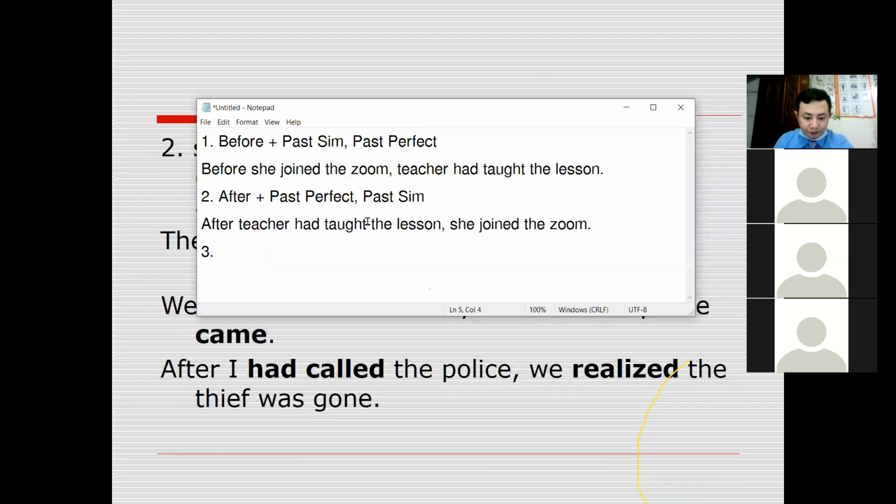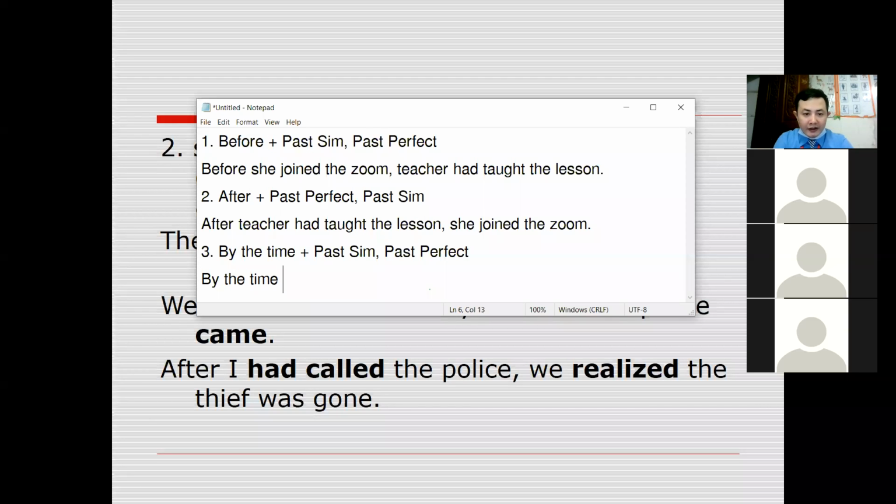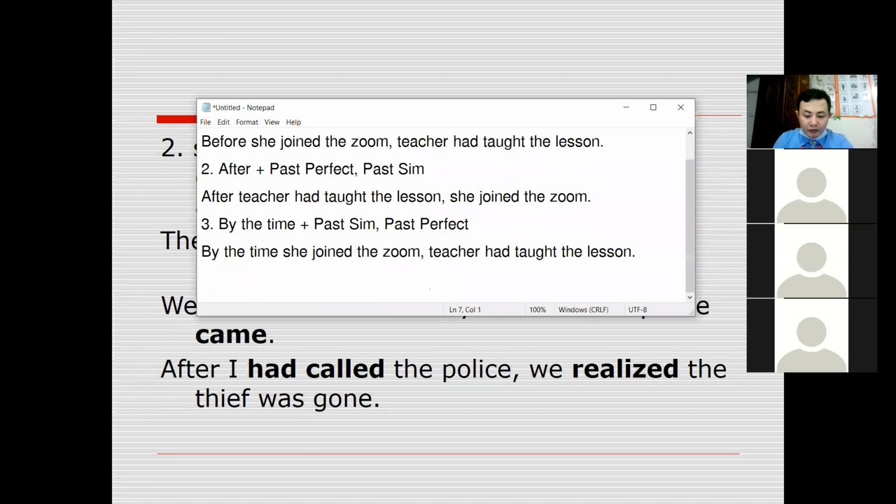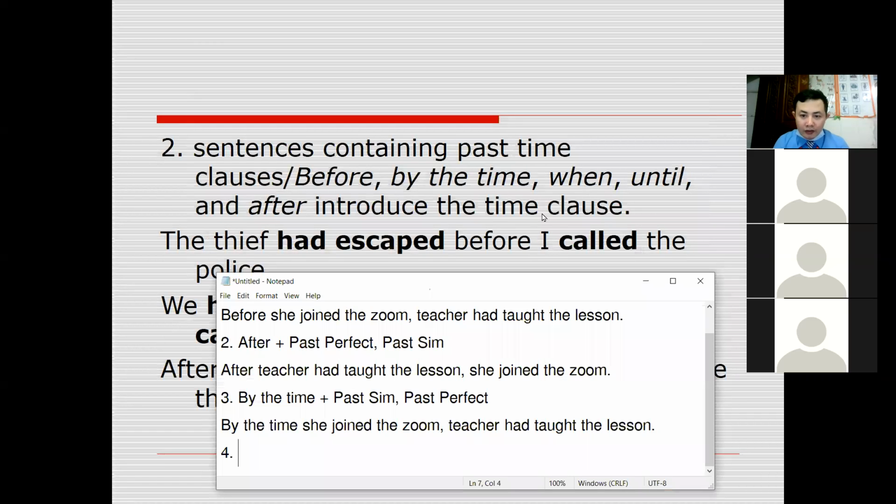So keep in mind, by the time you use with past simple and then comma with the past perfect. Okay. So example, by the time she joined the Zoom, teacher had taught the lesson. Okay. And number four, with the word when, I will do it in the last one, until.